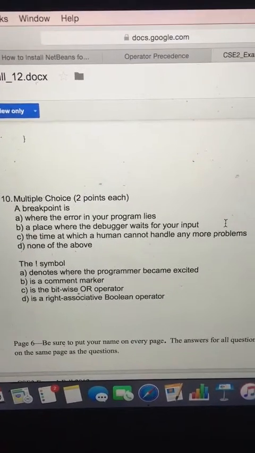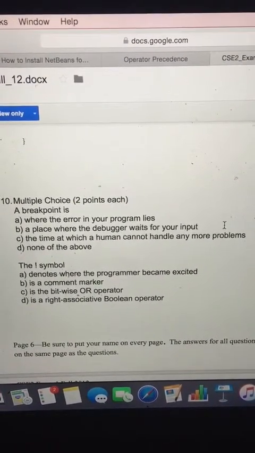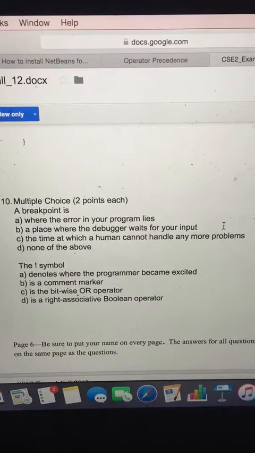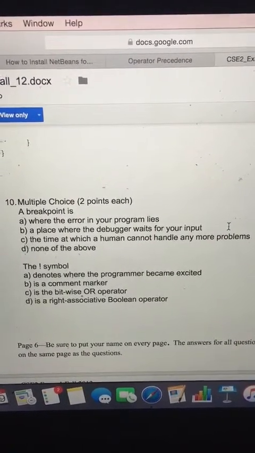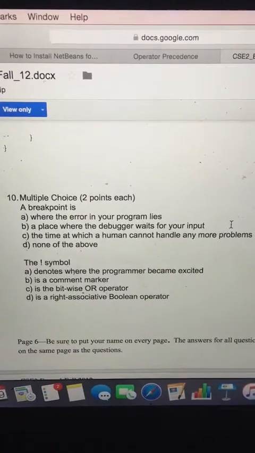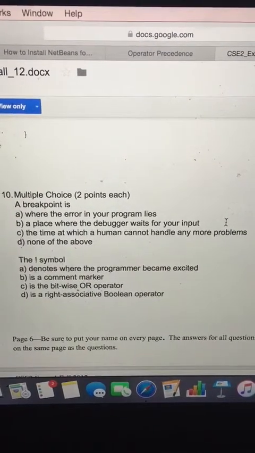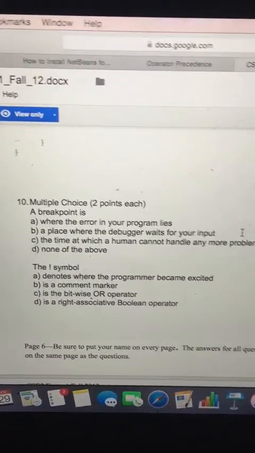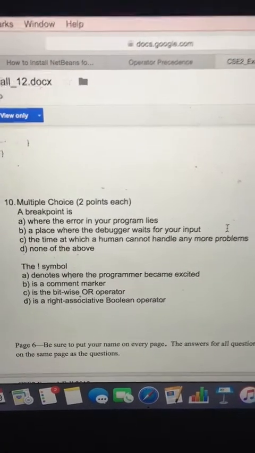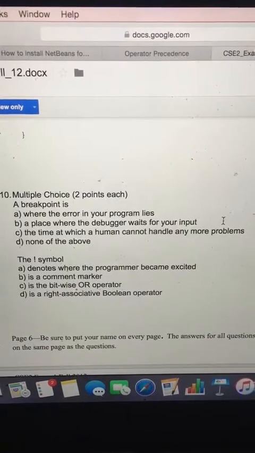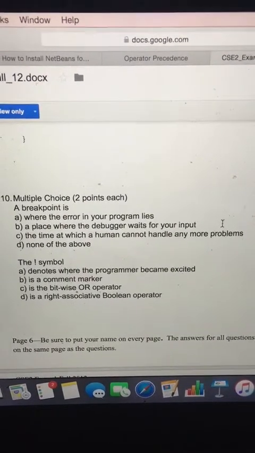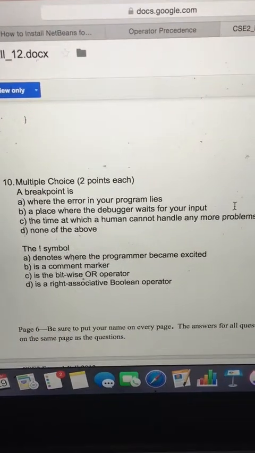We can just go through each of these options that you're given. The first option is an error where the error in your program lies, and that's not what a breakpoint is. The second option is a place where the debugger waits for input, and once again, that's not what a breakpoint is. The time at which a human cannot handle any more problems, no. So the answer would be D, none of the above.